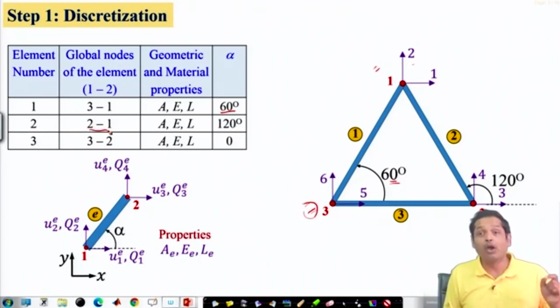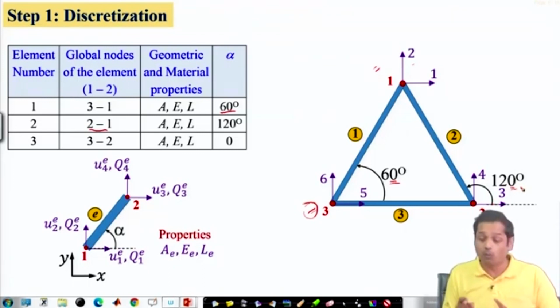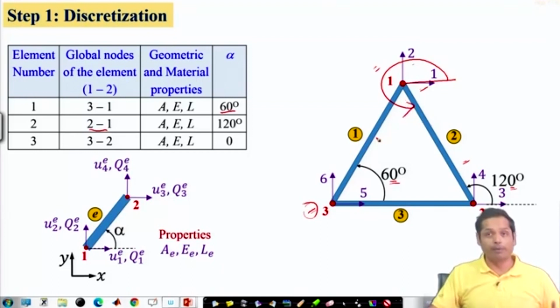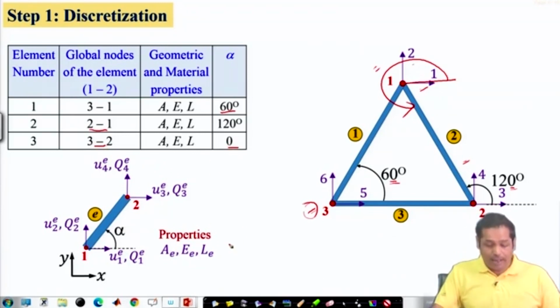You could have taken 1 and 2, but in that case, if we define the connectivity as 2 and 1, our angle will be this, because this will be the starting point. Angle will be 120 degree. But if you define the connectivity as 1 2, meaning this is our first node and this is our second node, this angle needs to be defined properly. Okay, so element number 3 is the connectivity between node number 3 and 2, and the angle is 0 degree.